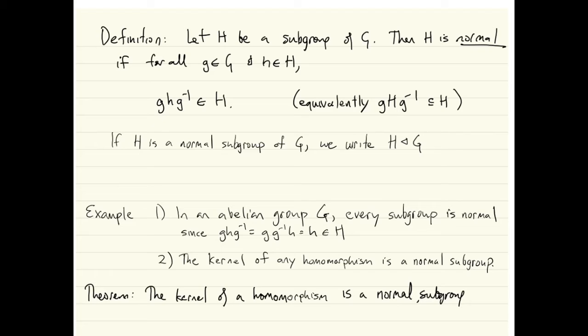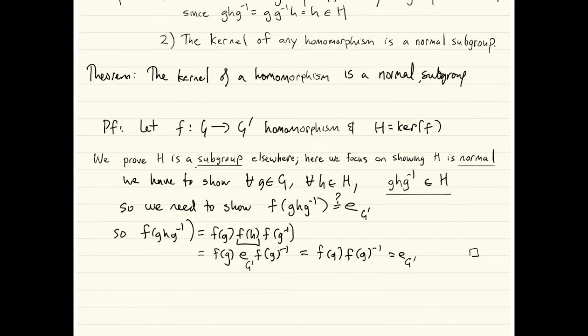Now, another example is that the kernel of any homomorphism of groups is a normal subgroup. That's what this next theorem is saying. So let f from G to G prime be a homomorphism, and the kernel of a homomorphism is the elements of G, the domain side, that map to the identity element on the target side.